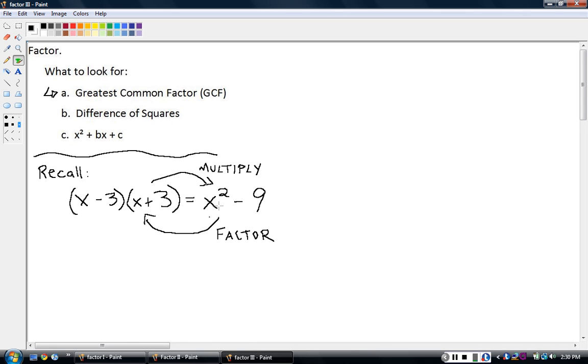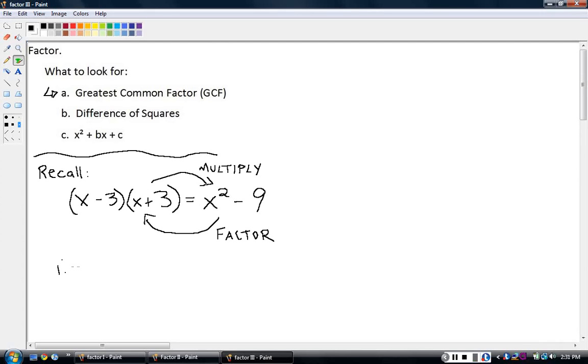Well, first of all, you have to recognize that it's the difference of two squares. That's the term for this. Why is it the difference of two squares? Because this is a perfect square. x times x is x squared. A term times itself gives you that. And same thing with this. A number times itself gives you that: 3 times 3. So they're both perfect squares. Okay? So this is what you're going to have to be able to do.